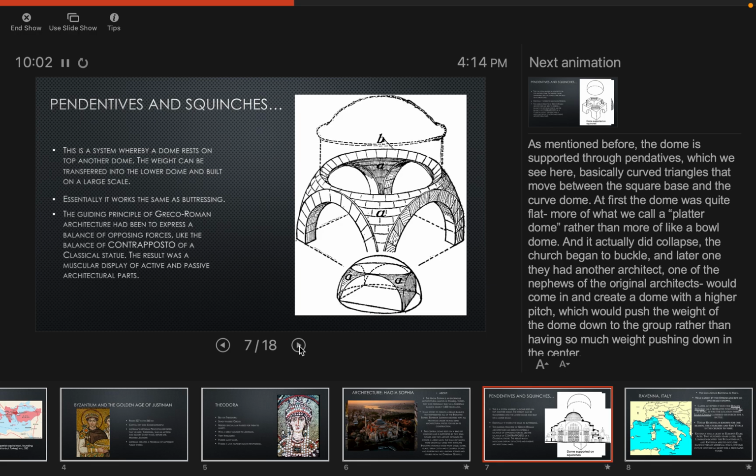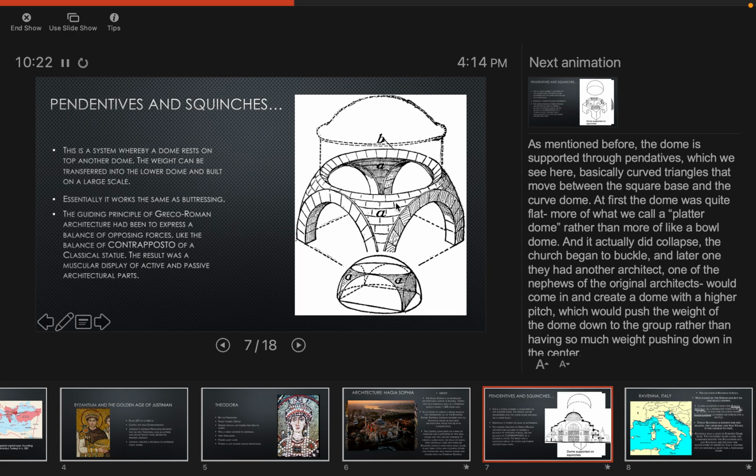So, as mentioned before, the dome is supported through pendentives, which we see here. Basically, they're curved triangles that move between the square base and the curved dome.